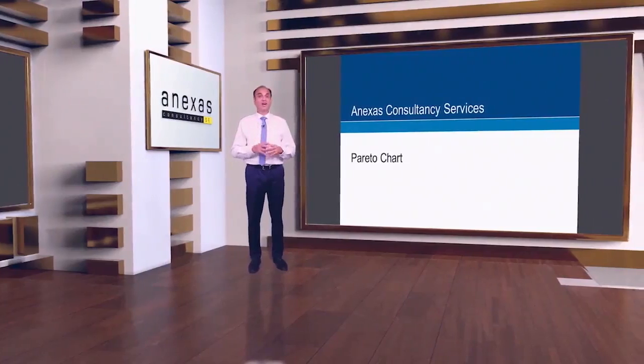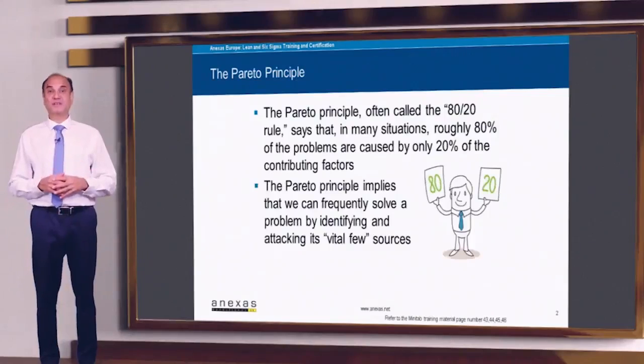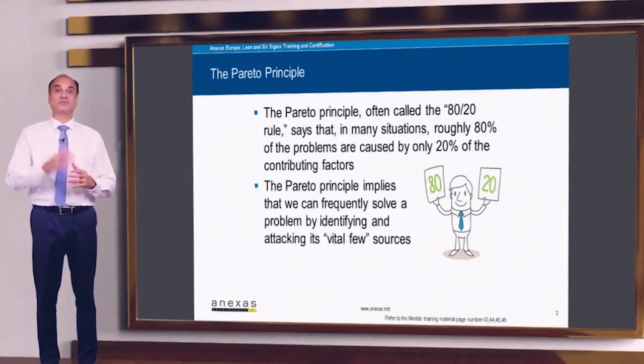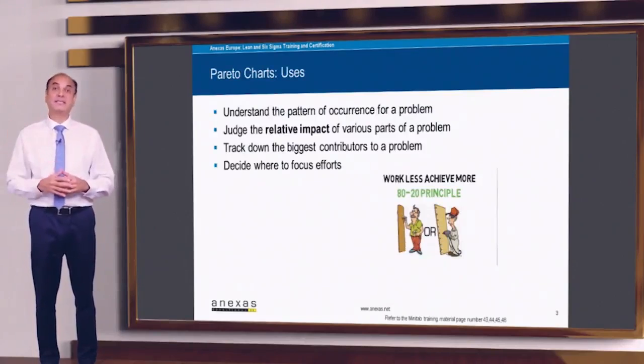Another way to narrow down on the root causes is Pareto analysis. Vilfredo Pareto was an Italian economist who found that 80% of the wealth was with 20% of the people in Italy. And Joseph Juran borrowed this principle, the 80-20 principle from Pareto, and applied it to quality, and he said that 80% of your problems are due to the 20% of the causes.